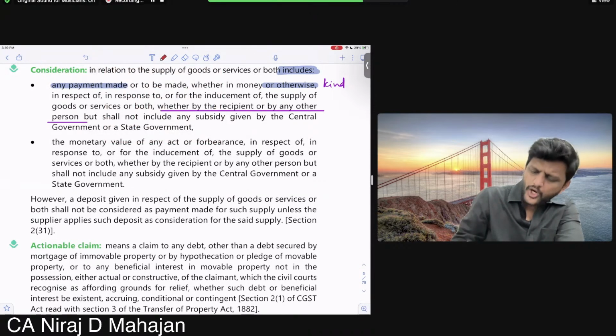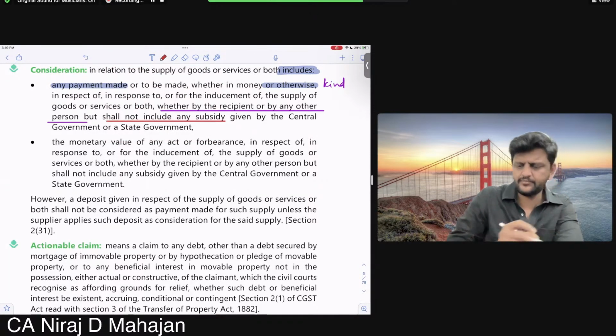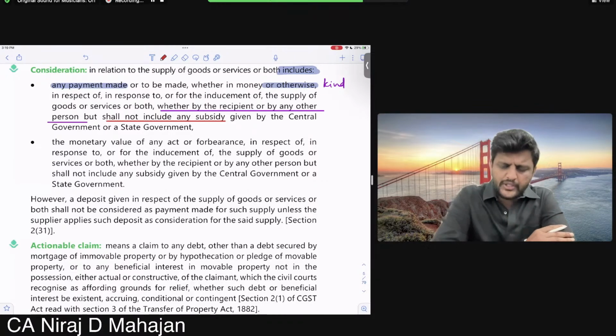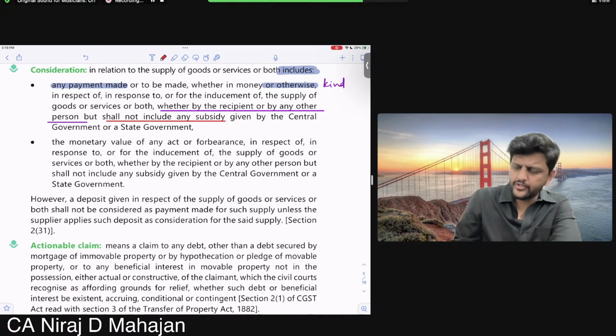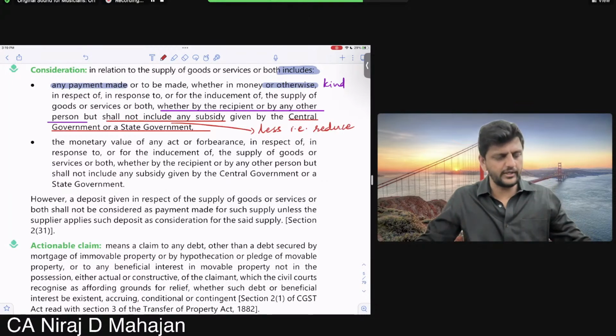But not to include any subsidy given. Okay? Not to include any subsidy given by the central or state government. So if the government has helped, that we will reduce. Not to include means what? Less. That is reduce. Fine till here, all of you? Say yes. Understood?